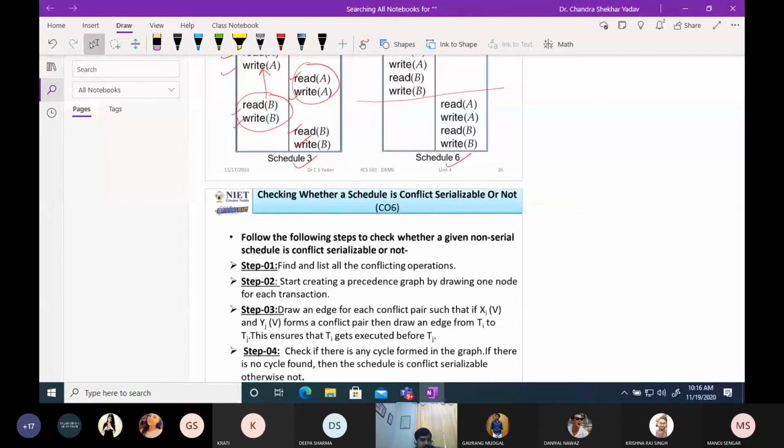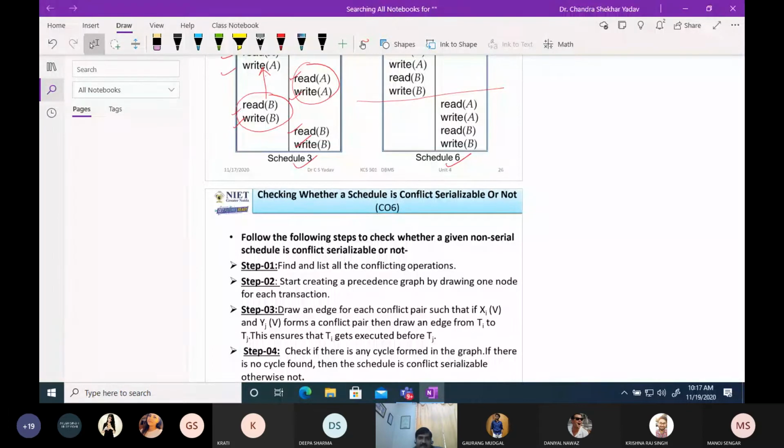What will we do? First step is we draw a precedence graph in which each transaction is represented by a vertex or node, and each directed edge represents the conflicting instructions.